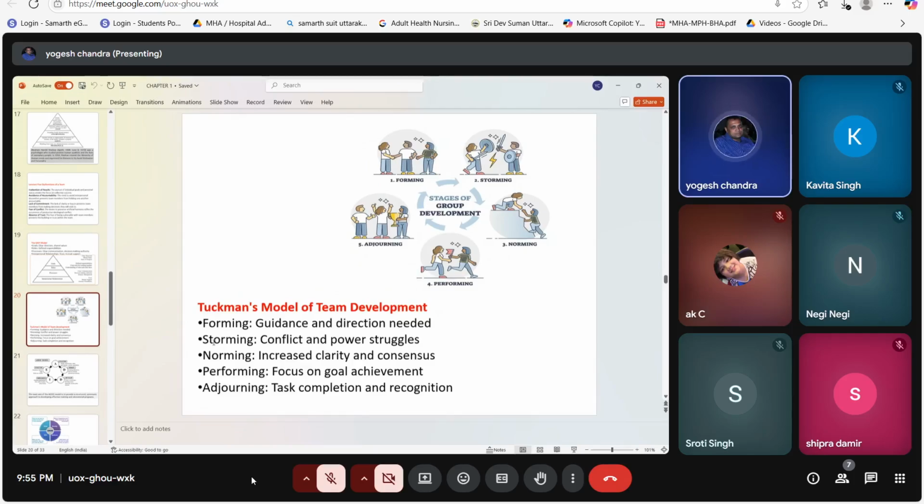And in the third stage, after a certain time, that storming phase is also normalized, and people understand and start accepting each other.